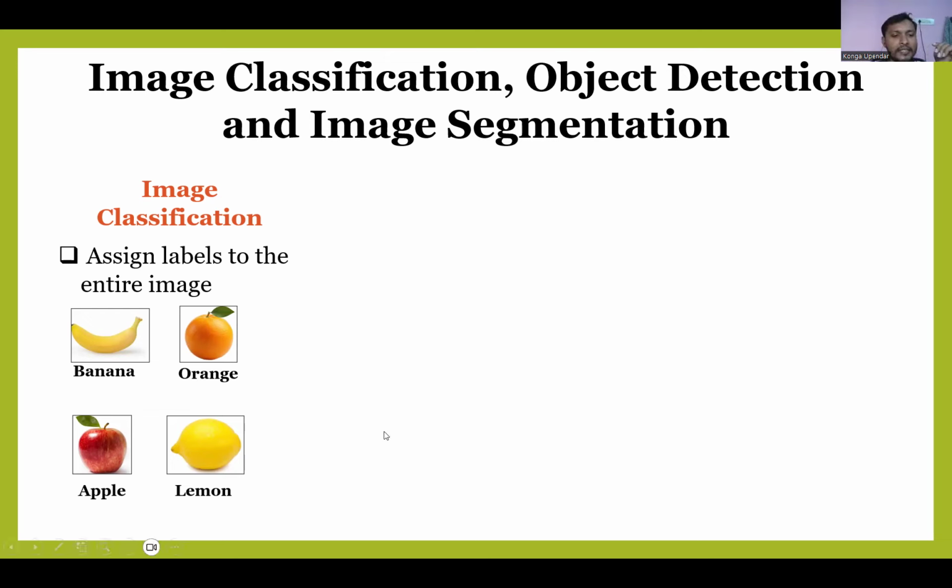In that case, we will go for image classification. We have different types of models, which I will tell you about. So this is the image classification problem. In the real world, this may not be possible every time. Sometimes orange and banana may be present in a single image. Sometimes three, banana, orange, apple, may be present in a single image. Sometimes four also may be present in a single image.